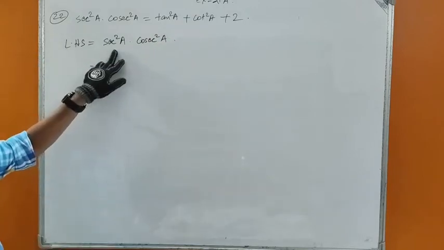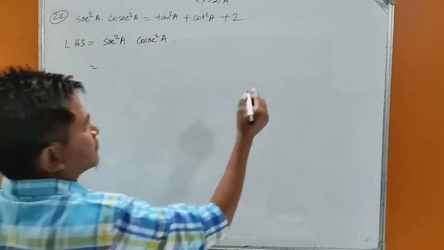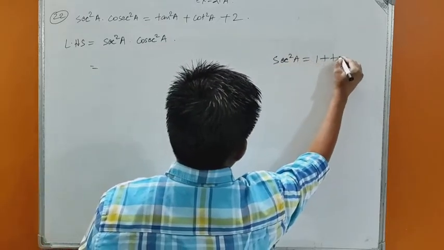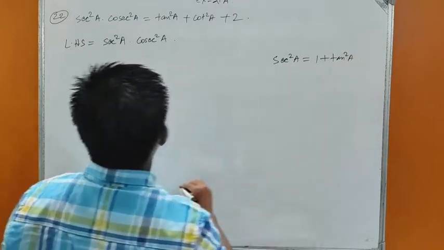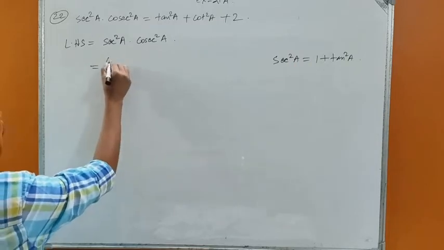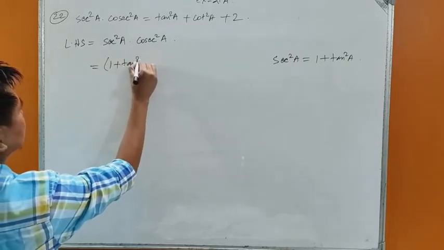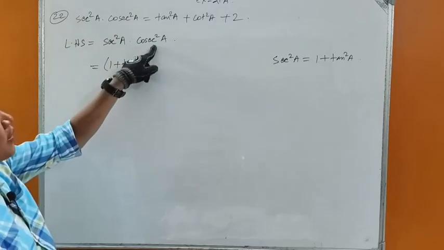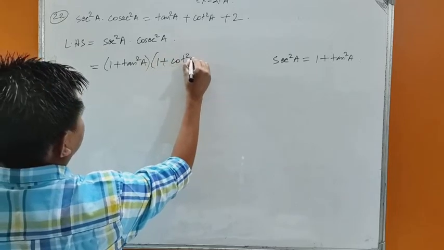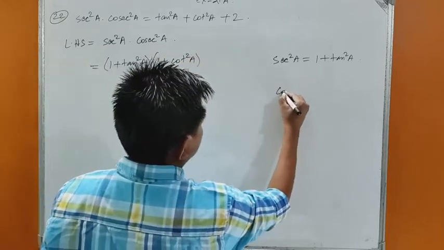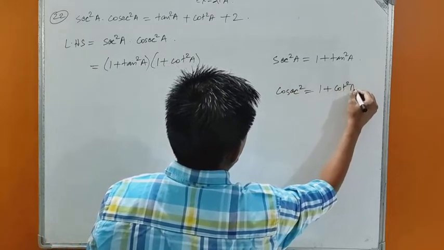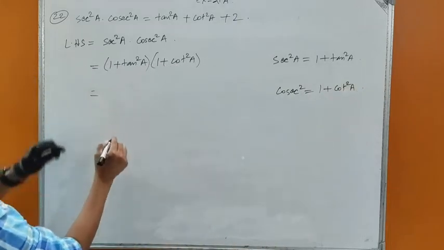Sec square a means 1 plus tan square a, isn't it? You know this formula. Sec square a equals 1 plus tan square a. So instead of sec square a, I'll write 1 plus tan square a. Cosec square a means 1 plus cot square a, isn't it? Cosec square a equals 1 plus cot square a. So now let us multiply this.